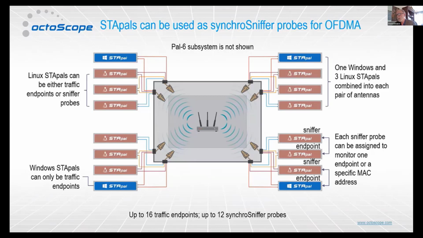So we can set up a number of OFDMA sniffers and a number of endpoints, and we can get a very good picture of what's happening in this OFDMA system. Of course, these sniffer probes, we call them, need to be synchronized. And so we use the term synchroSniffer probes for OFDMA.